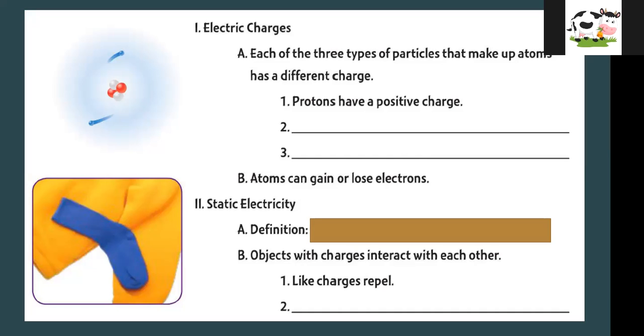Oh, Nathan? I thought Sophia was going to answer. Neutrons have no charge at all. Neutrons are neutral. Good. Okay, so B. Who wants to answer the next one? Atoms can gain or lose electrons, right? What is the definition of static electricity?